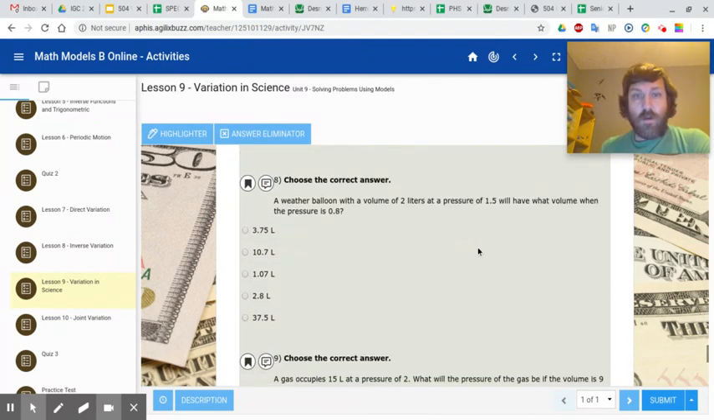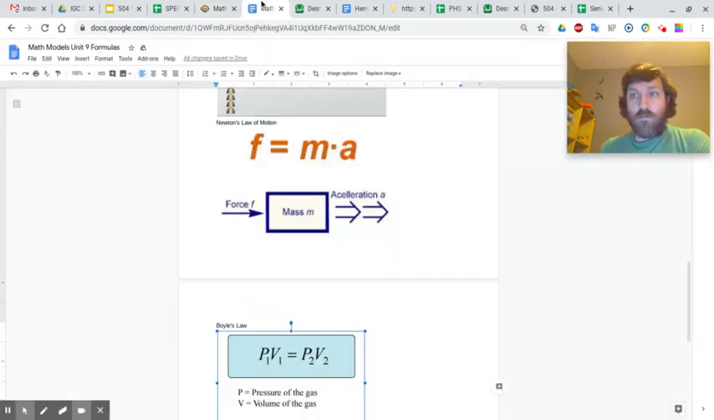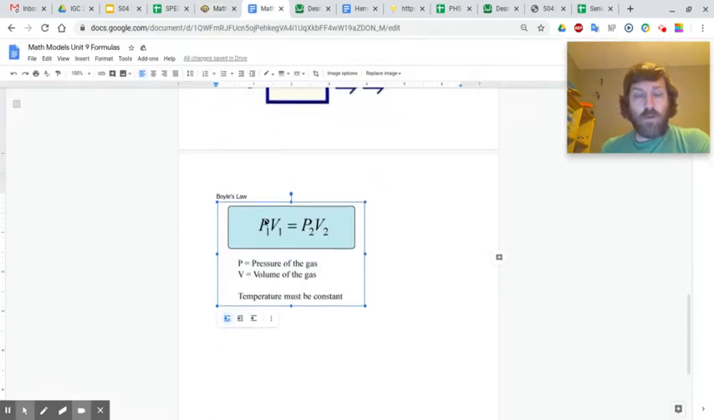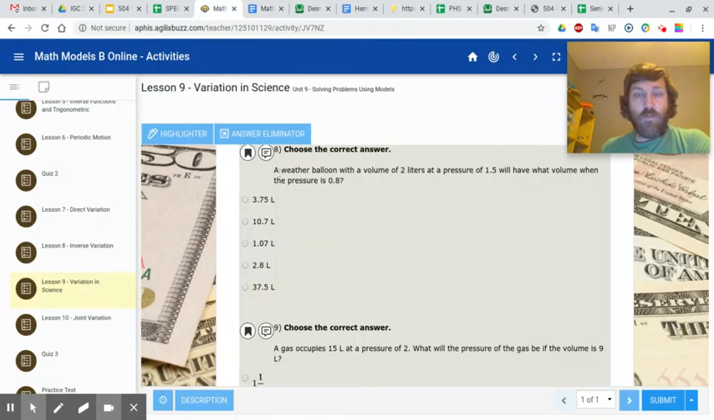Number 8 deals with the new law, which is Boyle's law. Boyle's law is the pressure at the beginning times the volume is equal to the pressure at the end times the volume at the end. So you have here a weather balloon that has a volume of 2 liters and pressure of 1.5. What volume will it have when the pressure is 0.8? So let's do this one together.